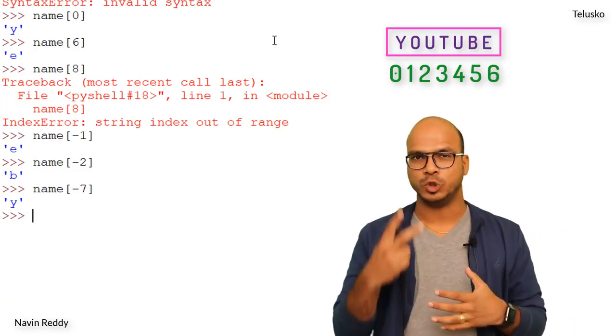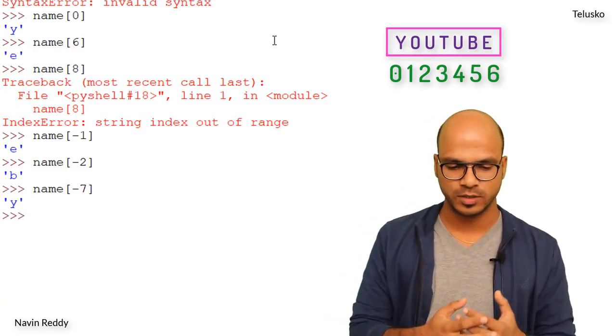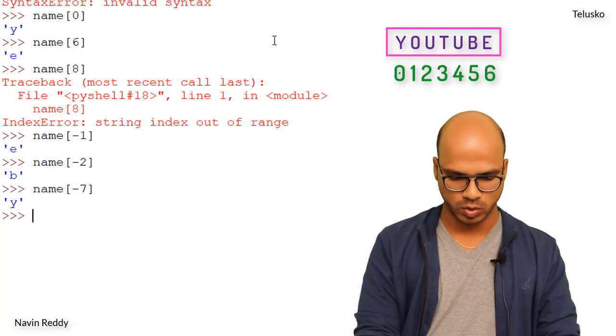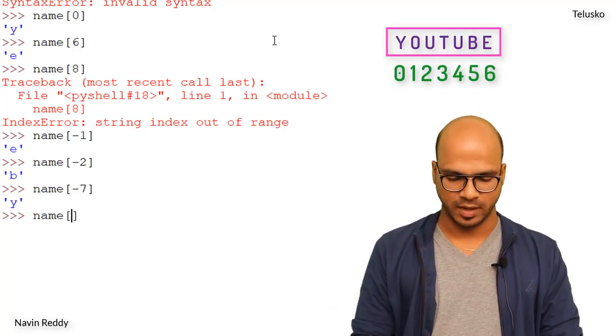Now what if I want to print 2 characters, not 1? Let's say I want to print Y and O. So in this case, I will say name, and I will start with 0.